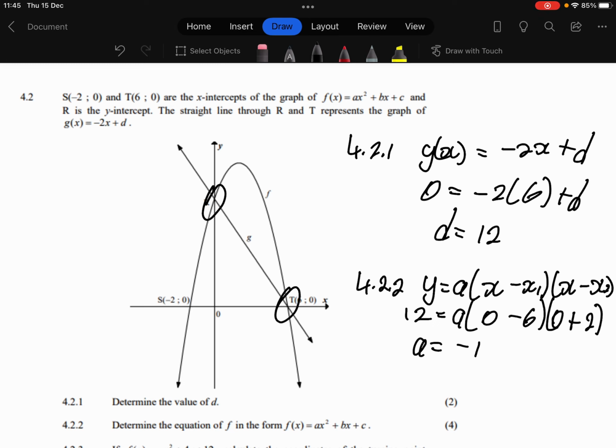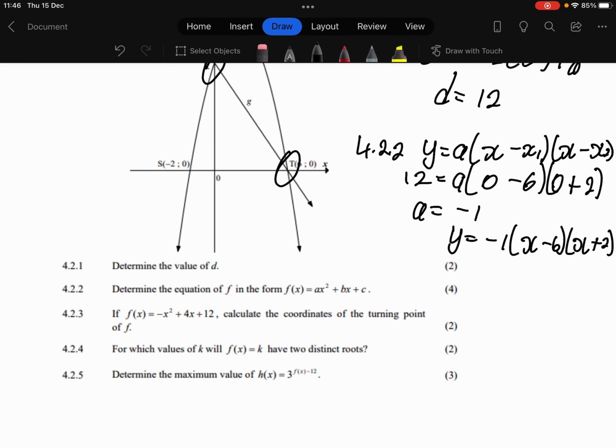Okay, from here you can go and just substitute a back in, so we can say y is equal to negative 1 times (x minus 6) times (x plus 2), and foiling this out, we can get the equation y is equal to negative x squared plus 4x plus 12.